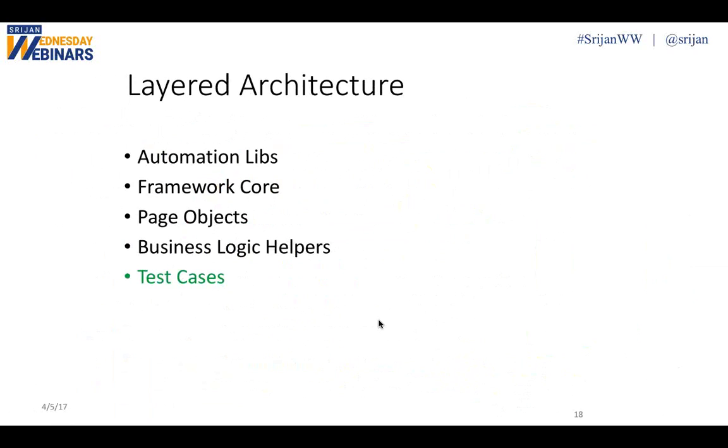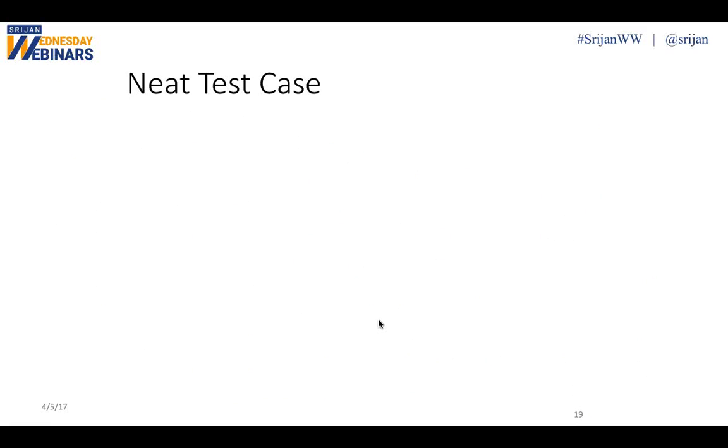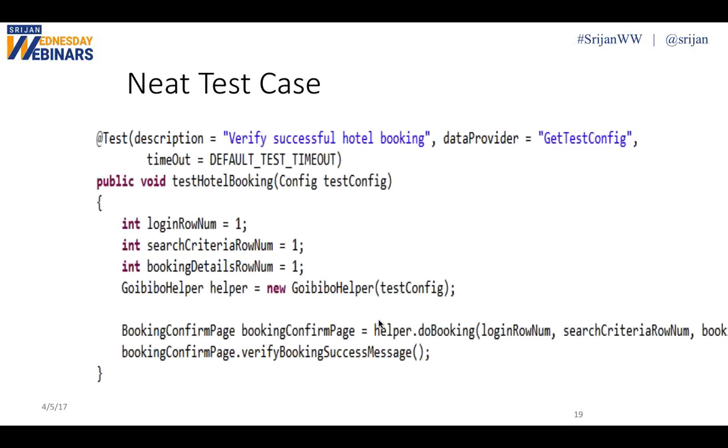Now, once you have created the business logic helpers like that, you can start working on creating your test cases. Now, how do you create your test cases? You simply use the business logic helpers. For example, what I've done here is I created a helper.doBooking and then simply called that.